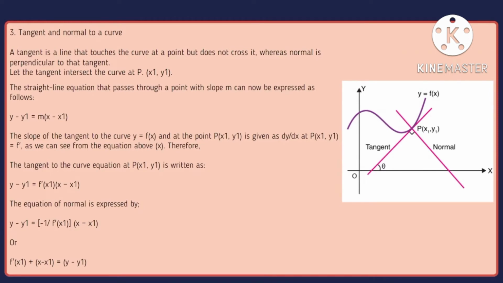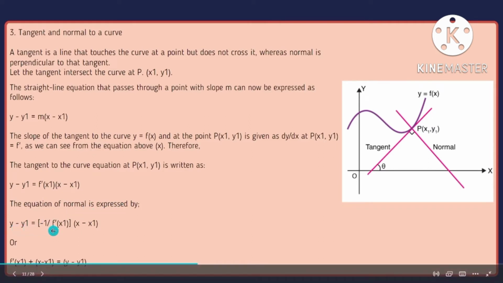The slope of the tangent to the curve y equals f(x) at the point P(x1, y1) is given by dy over dx at P(x1, y1) equals f'(x1), as you can see from the equation above. Therefore, the tangent of the curve equation at P(x1, y1) is written as y minus y1 equals f'(x1)(x minus x1). The equation of the normal is expressed by y minus y1 equals negative 1 over f'(x1), times (x minus x1).